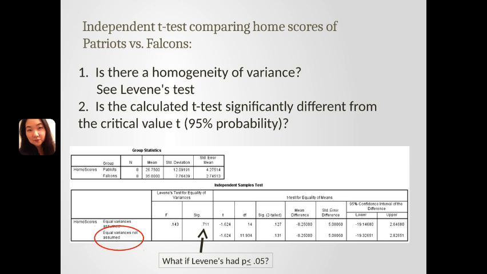If, on the other hand, Levene's test had shown a statistically significant difference between the variances of these two groups, meaning if the p-value was less than 0.05, assuming a 95% probability, then we would have looked at the t-statistic in the second row, where the p-value cited is 0.131.